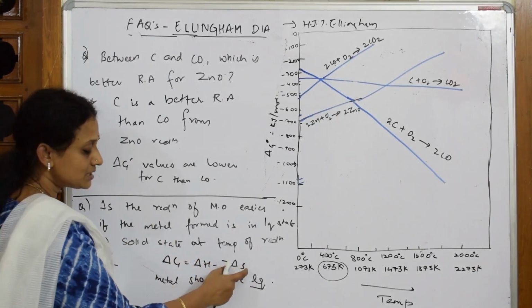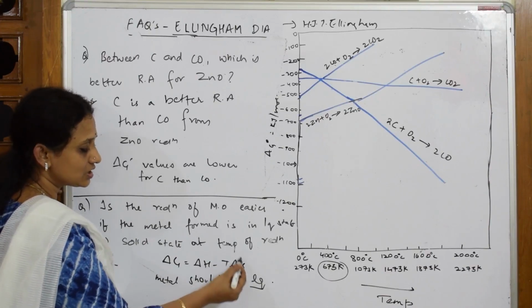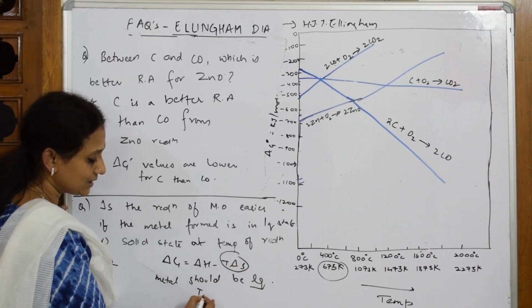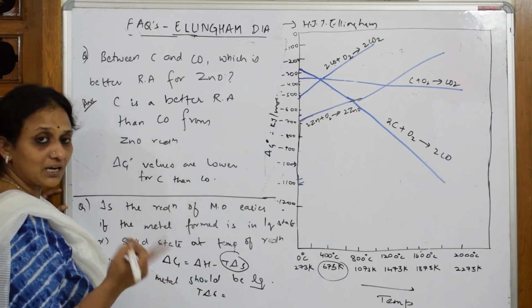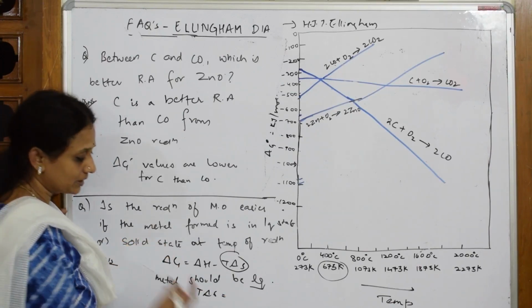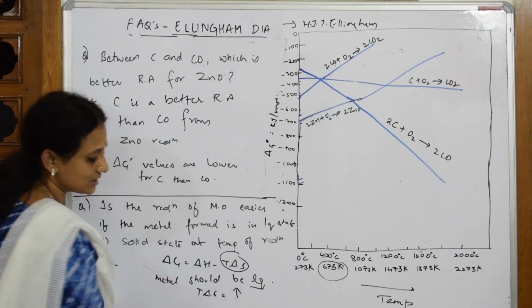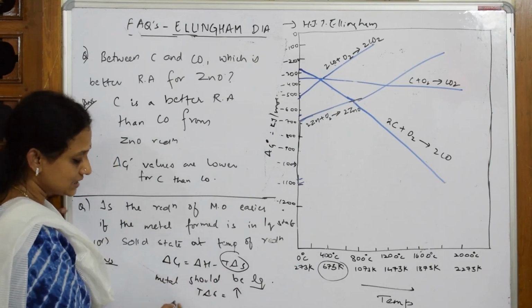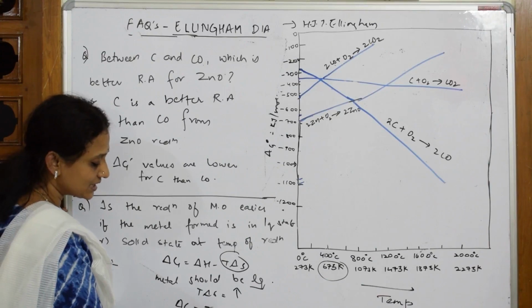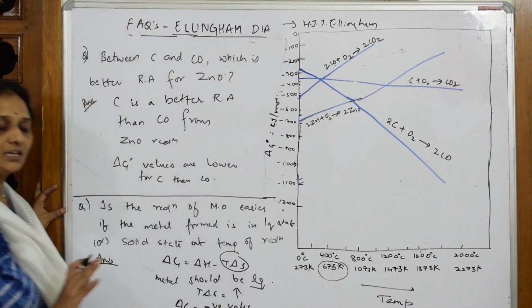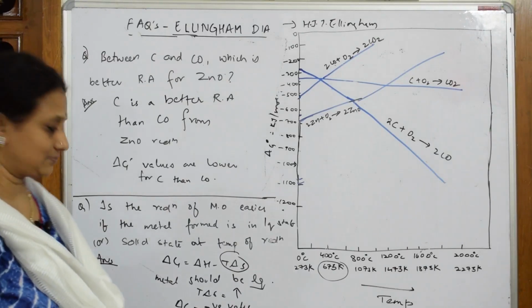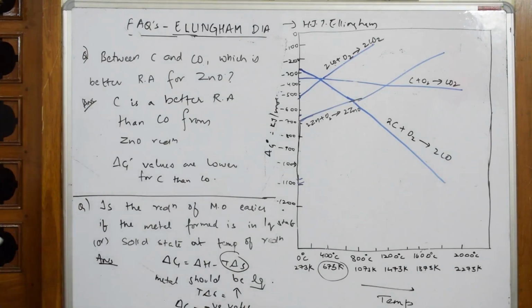Done. That means when you are increasing this, the whole quantity T delta S becomes more. It becomes a higher value, it increases automatically. So the T delta S value increases. When this is increasing, delta G becomes less. That means a negative value. So when it is a negative value, the state of the metal should be liquid. So this is how you're going to write.